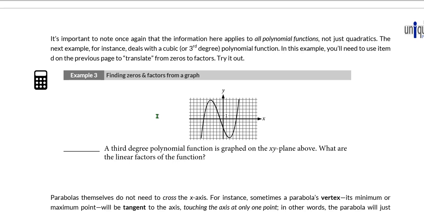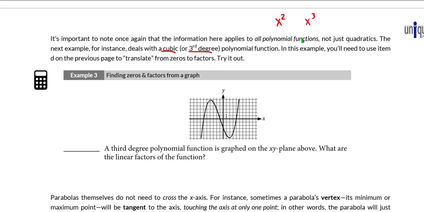However, in this case, we are using an example that will demonstrate that finding the zeros and/or the factors of a polynomial function from a graph is the same no matter what kind of polynomial function you're dealing with. If you're dealing with a quadratic or a cubic, which is a third degree polynomial function, so if your function is an x squared function or an x cubed function, it doesn't matter.